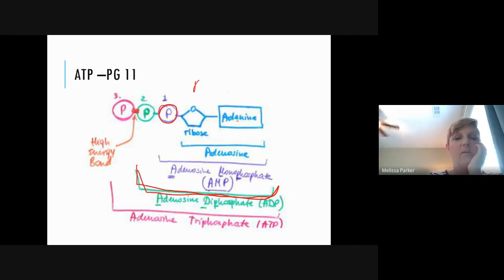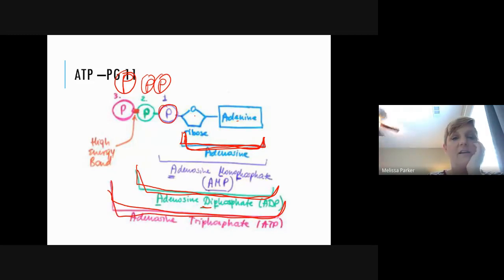The question might say, if I take a ribose and an adenine and then two phosphates, does that make up adenosine diphosphate? True or false? The answer would be true, right? Because we have an adenine, a ribose, and two phosphates here. But it would also be true to say that adenosine plus two phosphates also makes up the adenosine diphosphate. And then the same thing down here. If I have three phosphates, a ribose, and an adenine, that still makes up adenosine triphosphate, or I can say adenosine plus three phosphates equals the adenosine triphosphate, because there is a question where it's going to say something like that, and you're going to need to be able to answer that question appropriately.